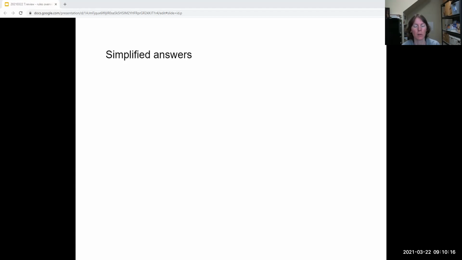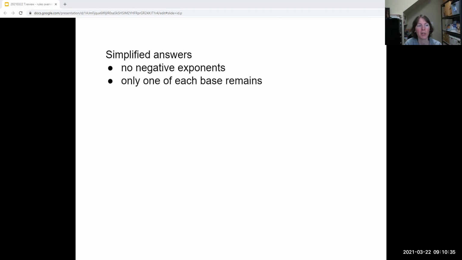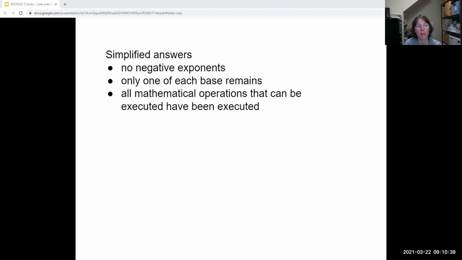You might find it very useful to put it all in one place together so it's all very organized mentally. So the first thing we want to talk about is what are the things that are critical in a simplified answer. And the first three things we're going to talk about are the fact that you can't have any negative exponents. You can only have one of each base when you're done, and that any mathematical operation that you can do has to be done. And here's what that could look like.